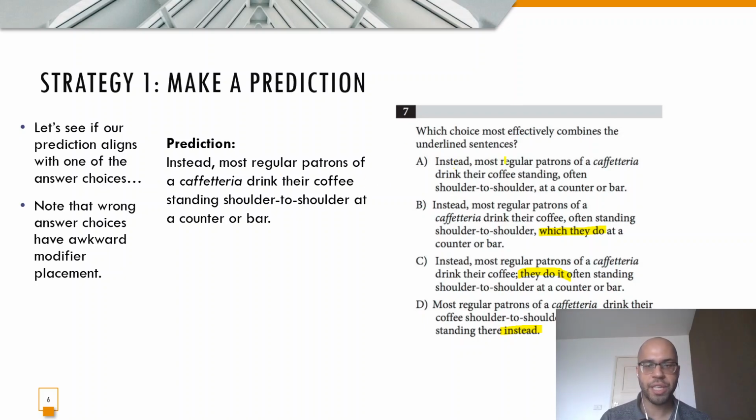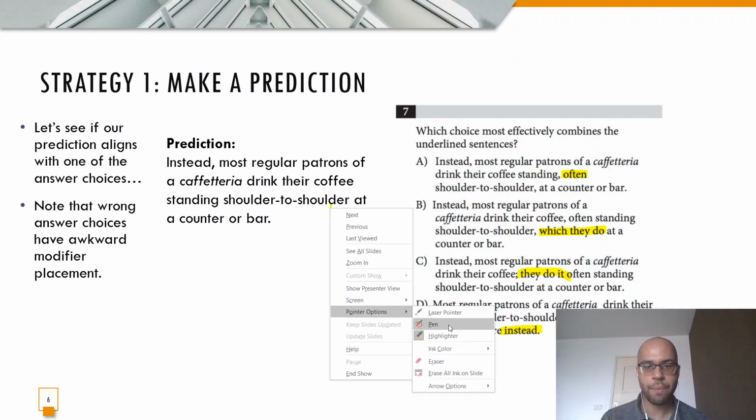The only difference is I think I got rid of this "often," right? So instead, most patrons of a cafeteria drink their coffee standing, and then at a counter or bar. This "often shoulder to shoulder" can logically describe the way that they're standing. So choice A is correct. Circle that.